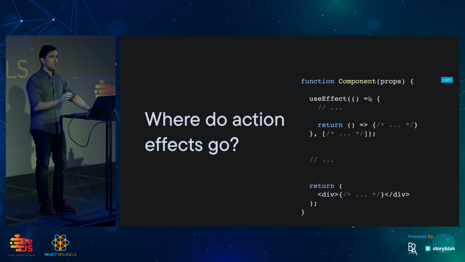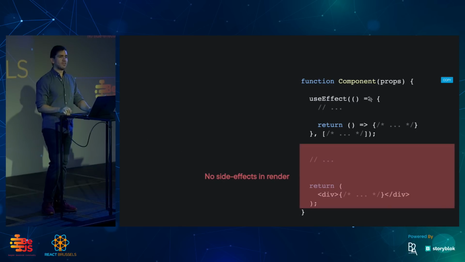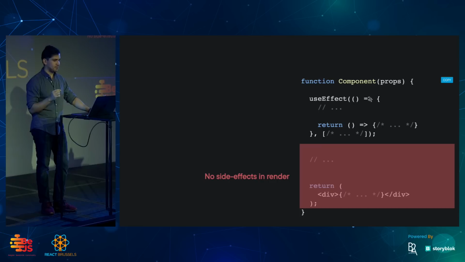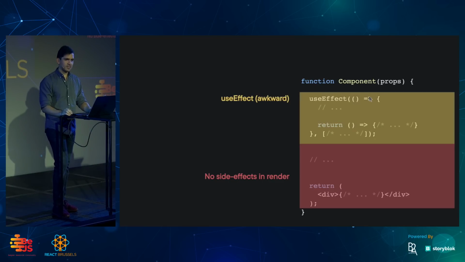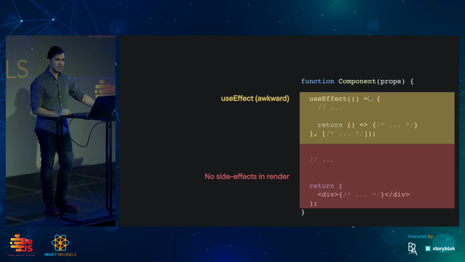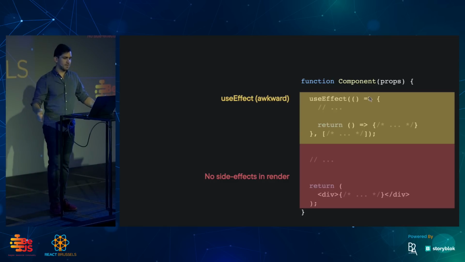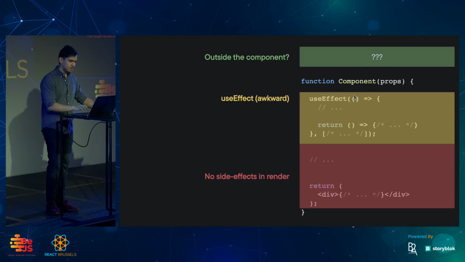Okay, so where exactly do the action effects, those fire and forget effects, go? We know that we shouldn't really be putting side effects in render, even though in some instances it's actually okay, but let's just assume that you can't do that. And we already know by now, hopefully, that putting it in useEffect is awkward. So where else do we have space in this function to put it? And don't say the gap between that because I just forgot to fill that in. Outside the component, maybe? Let's explore this.